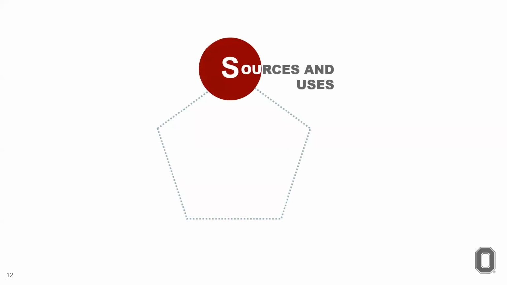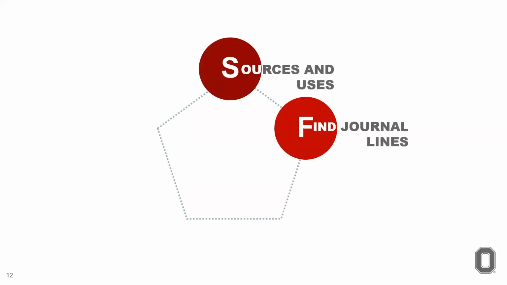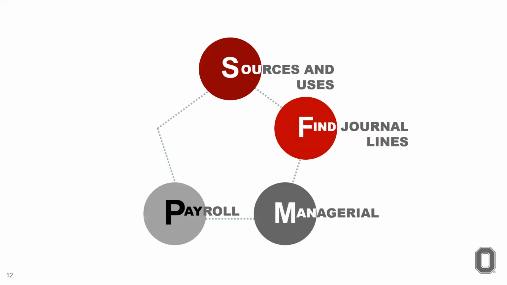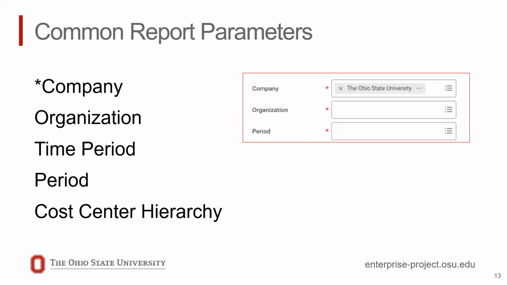Those 5 categories are sources and uses, find journal lines, managerial reports, payroll, and balance sheet. As you will see, each of these report types requires you to select the options or parameters that will determine the contents of the report. Required parameters are marked with a red asterisk.